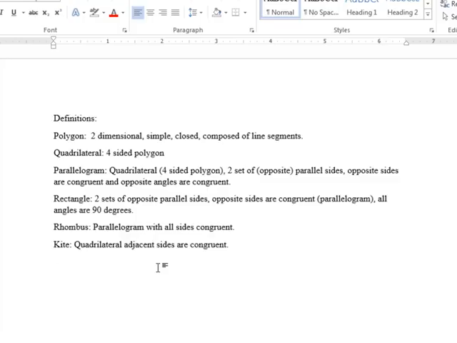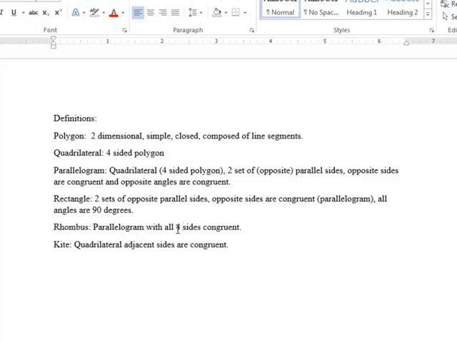Now it can, and that was the question on the test, it can become a rhombus, right? Because the rhombus says all 4 sides are congruent. Well, if you have 2 sides adjacent, you've got 4 sides adjacent. So let me put 4 in here. All 4 sides are congruent. Okay, so we have a kite. Adjacent sides are congruent. What else?